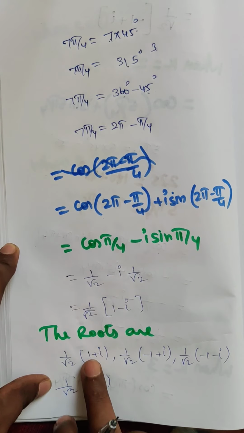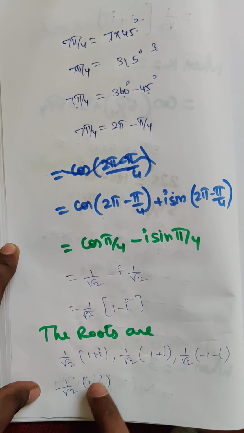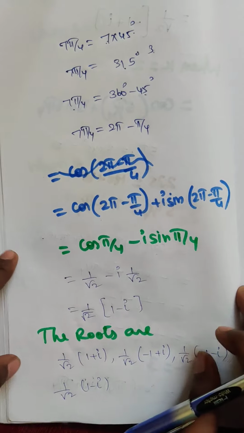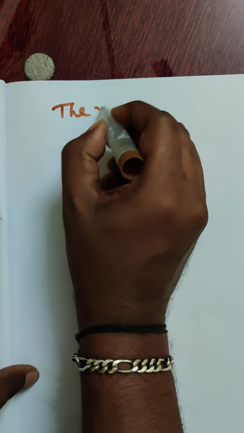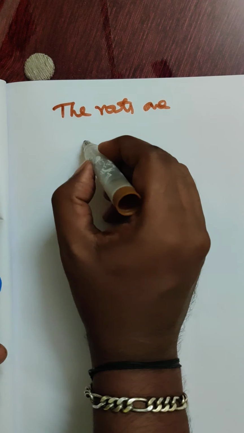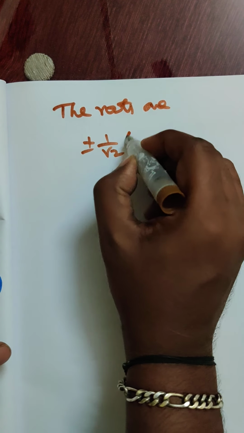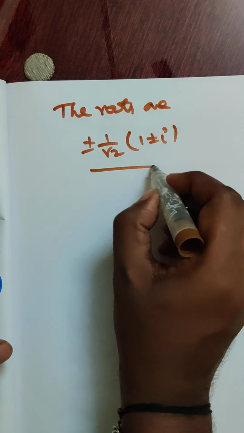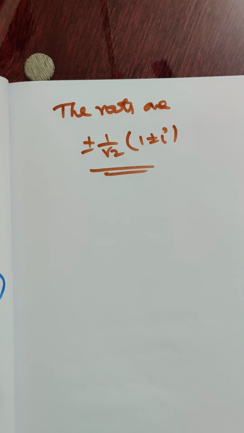So now here plus or minus 1, here plus or minus i. So now I am going to write this. The roots are plus or minus 1 by root 2 into 1 plus or minus i. This is the answer for the sum.